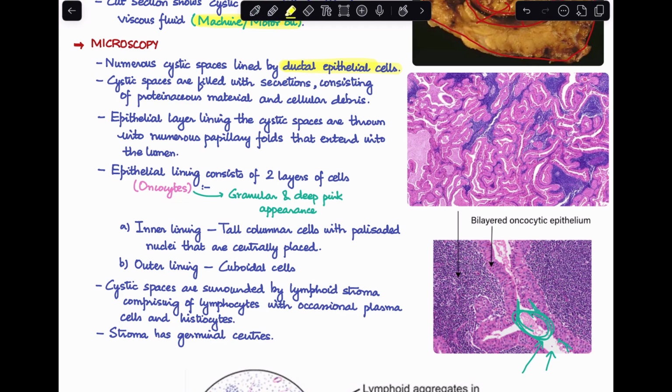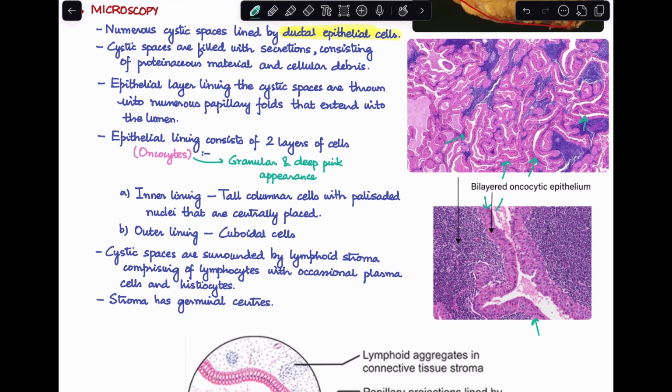Now, if we look deeper into the epithelial lining over here, we can see that this is our epithelial lining, as marked. This epithelial lining is actually forming papillary projections. You can see multiple papillary projections everywhere in this image. So these papillary projections are the reason why it has been named papillary cystadenoma lymphomatosum. So that explains the papillary folds.